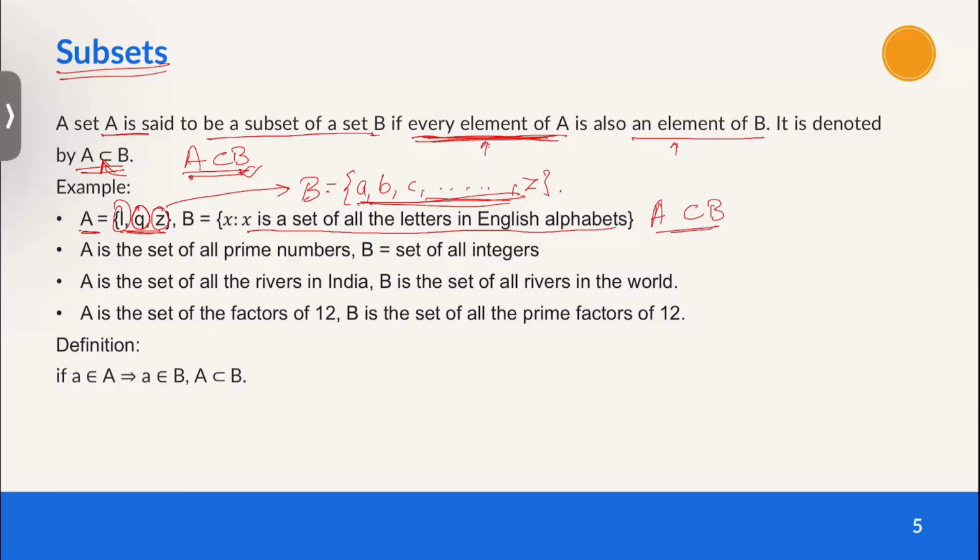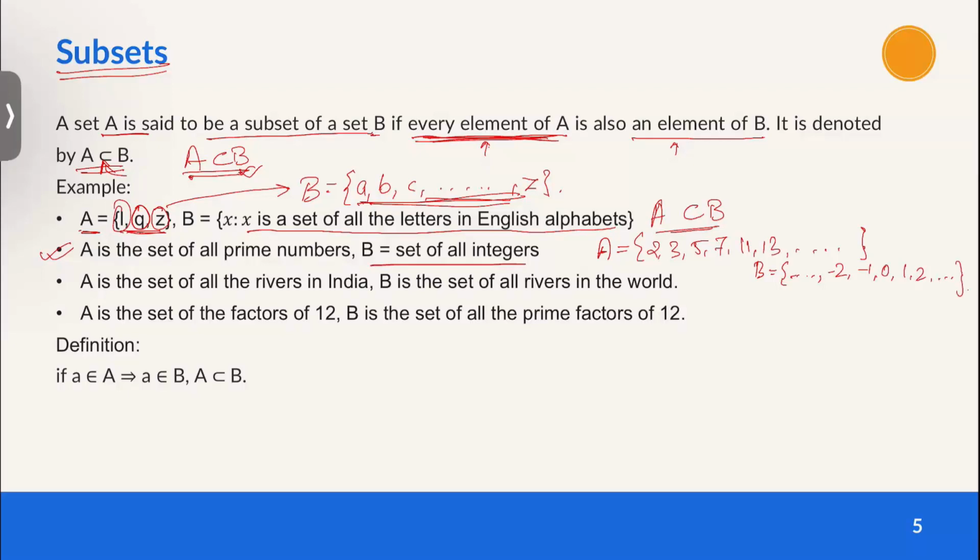So we can say A is a subset of B. The second example: A is the set of all prime numbers, and B is the set of all integers. If we write the set of prime numbers, we can write it as 2, 3, 5, 7, 11, 13, and so on. And what are all the integers? The integers will be ..., -2, -1, 0, 1, 2, and so on.